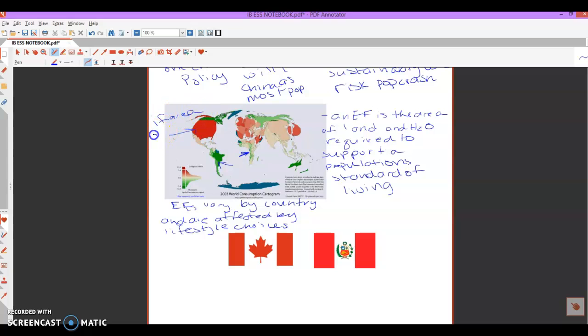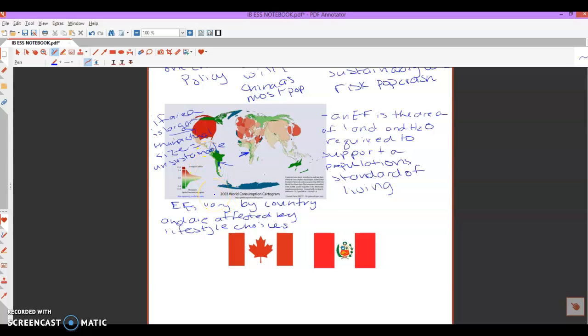So if the area is larger than the actual size, this equals unsustainable. So the United States, we got a lot of work to do.